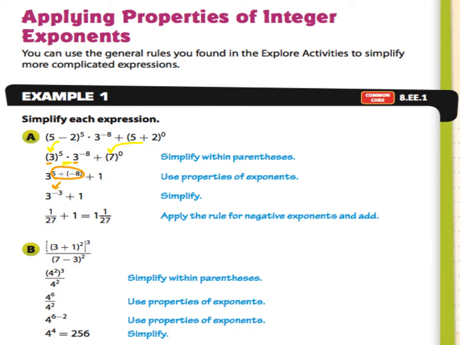negative 3rd. I also know that for the rule of 0, any number to the power of 0 gives me 1. Then I can use my rule for negatives, and I know that it'll be 1 over 3 to the 3rd, which is how I get the 1/27 plus 1. So I get my answer of 1 and 1/27.